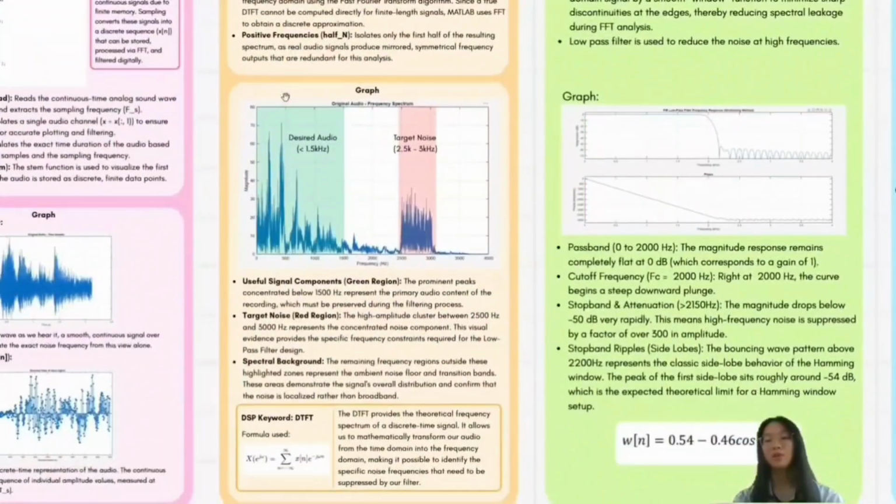Looking at the graph below, the separation is obvious. The grey region with frequency below 1500 Hz contains the desired audio, while in the red region between 2500 and 3000 Hz, there is a dense cluster of high amplitude spikes. That's the target noise. Now we have found the exact locations of the noise, we know exactly what the filter needs to remove. That's all for my part.